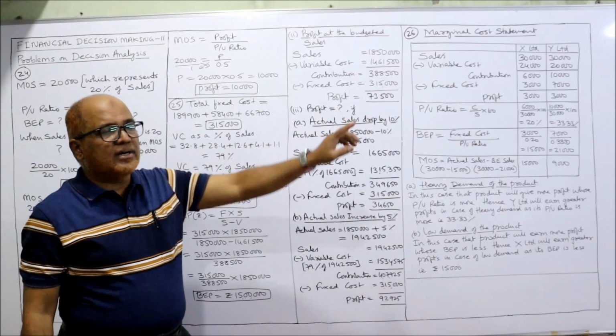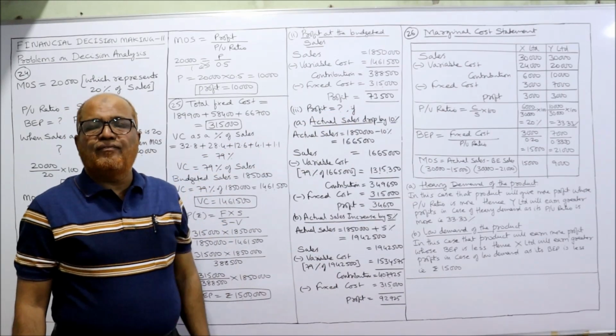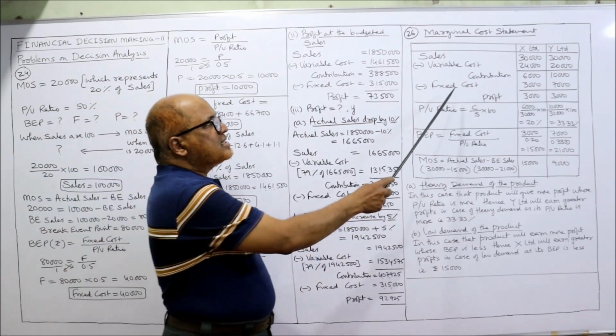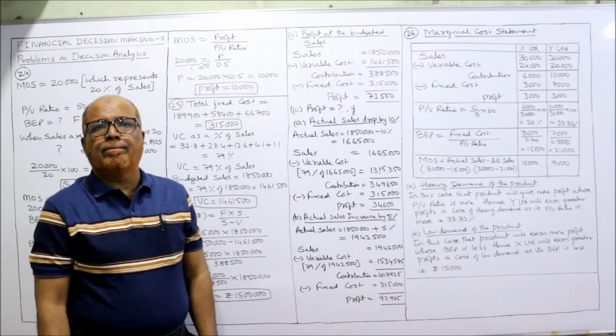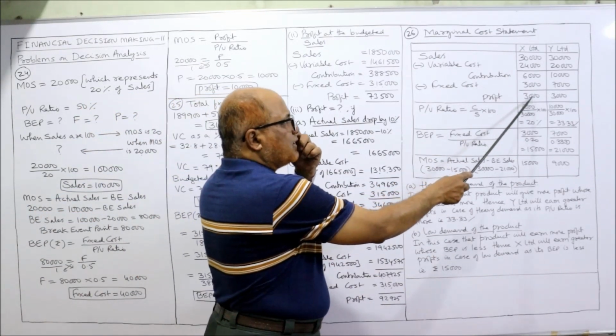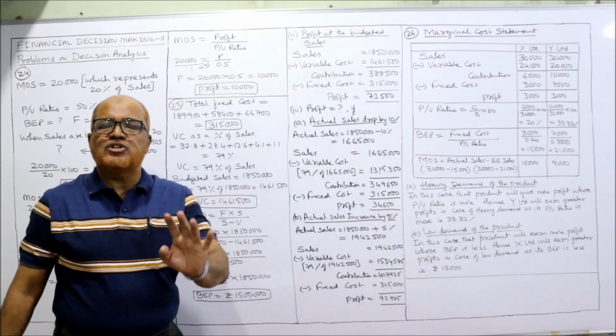Contribution, 6,000, 10,000. Minus fixed cost. The fixed cost is 3,000 for X Limited and 7,000 for Y Limited, given in the problem. Subtract. So 3,000 profit for both. This is the information given.